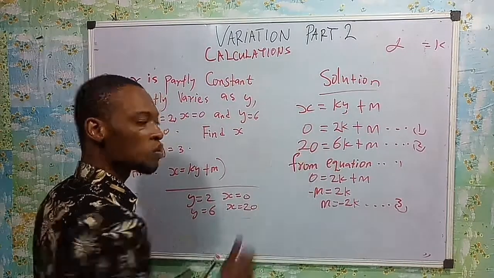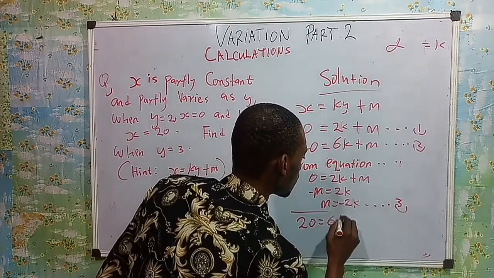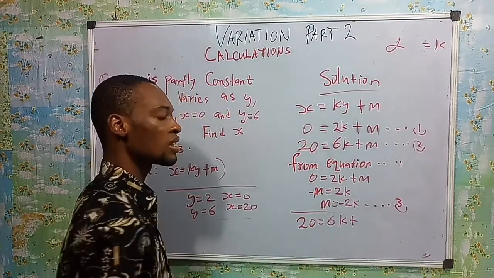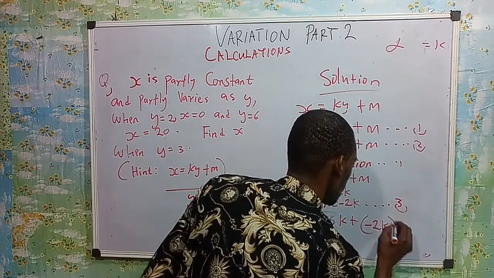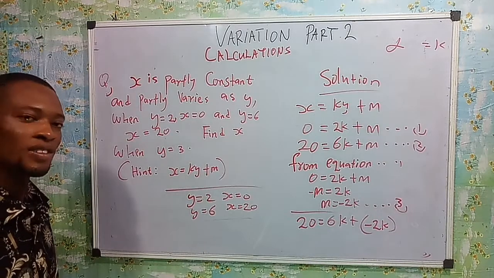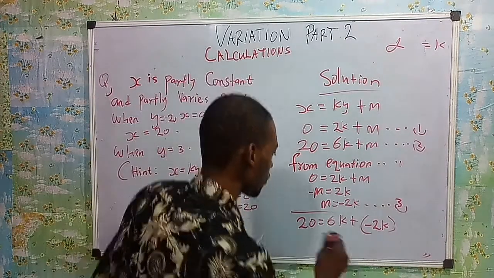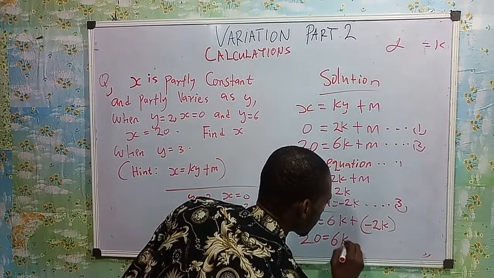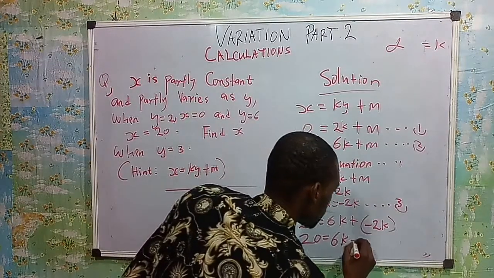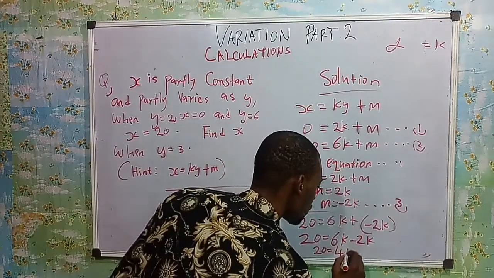Substituting equation 3 into equation 2, we have equation 2: 20 equals 6k plus m. But m equals minus 2k. So let's put minus 2k instead of m. Hope you are following. So we are solving simultaneous equations now under variation. Don't be scared, it's still simple. Just keep repeating the video and you will understand. Now, 20 equals 6k, plus times minus is minus. Minus times minus is plus, take note of that. 20 equals 6k minus 2k, which should give you 4k.